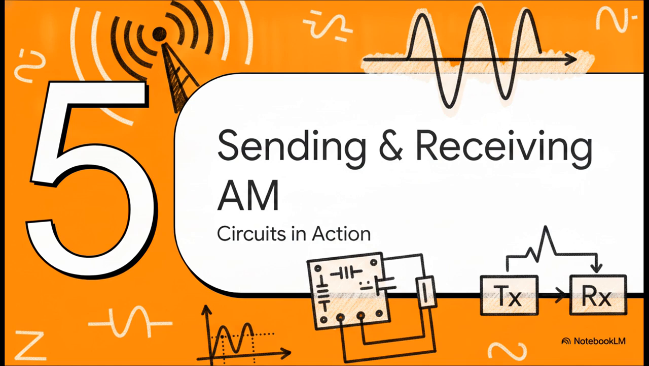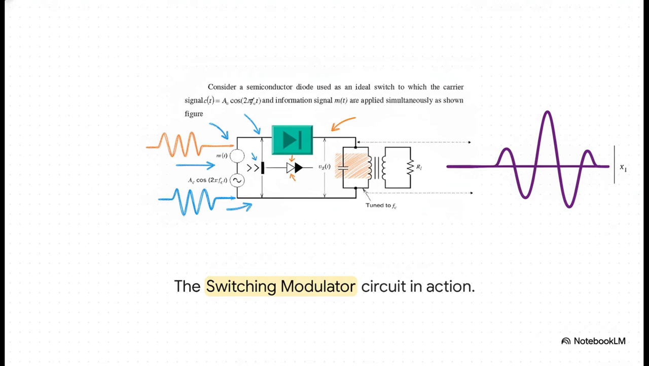Section 5. Sending and receiving AM. Circuits in action. All right, let's translate this math into actual hardware. At the transmitter stage, we need to generate this AM wave using a switching modulator. It essentially uses a semiconductor diode as an ideal switch. We apply the carrier signal and the information signal at the exact same time.